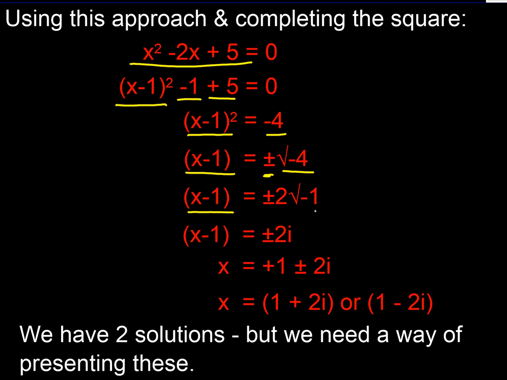So therefore x minus 1 equals plus or minus 2 lots of the square root of minus 1, and we have a symbol for that, which is i, so therefore it's plus or minus 2i, and our overall solution pair is x equals 1 plus or minus 2i. We could write those out as two separate roots, 1 plus 2i or 1 minus 2i. Now if we just accept that, we have an answer. It is a valid answer mathematically. Now we want to look at how we're going to present this.